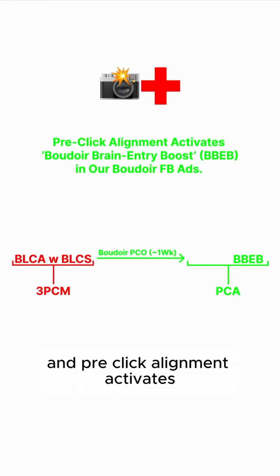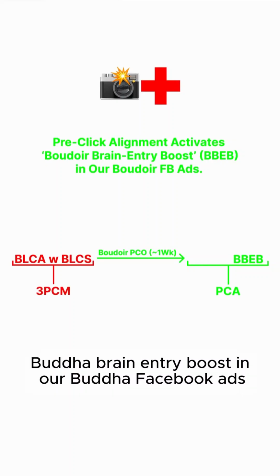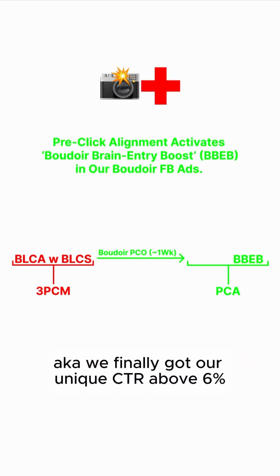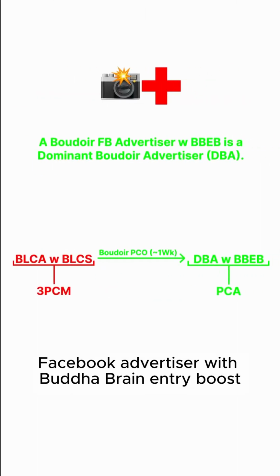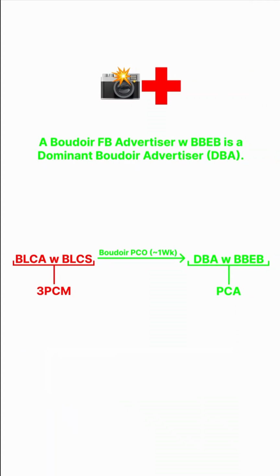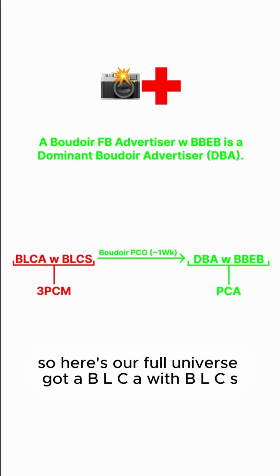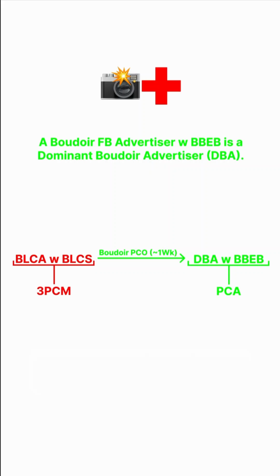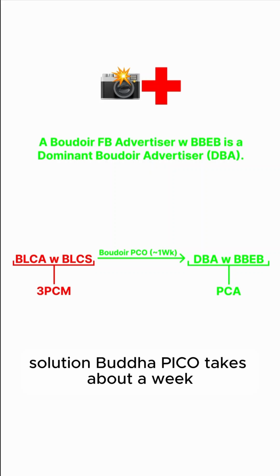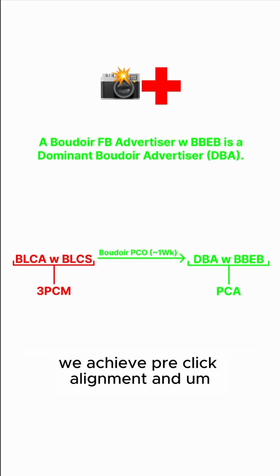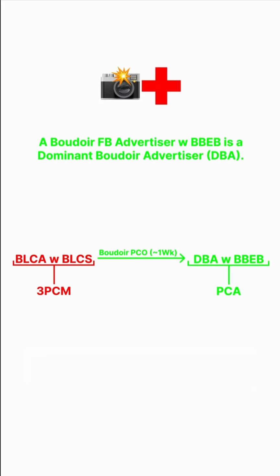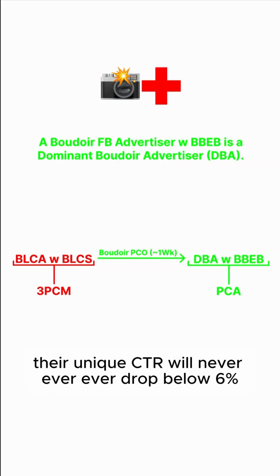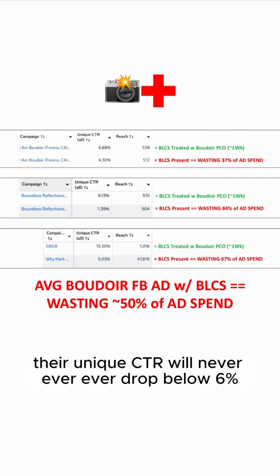And pre-click alignment activates Boudoir brain entry boost in our Boudoir Facebook ads, aka we finally got a unique CTR above 6%. And a Boudoir Facebook advertiser with Boudoir brain entry boost is a dominant Boudoir advertiser, a DBA. So here's our full universe. Got a BLCA with BLCS. It's caused by the 3 pre-click mistakes. Solution, Boudoir Pico, takes about a week. We achieve pre-click alignment, and we become a dominant Boudoir advertiser with Boudoir brain entry boost. And those Boudoir Facebook ads, their unique CTR will never, ever drop below 6%.